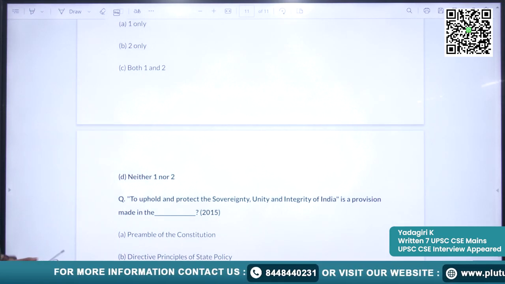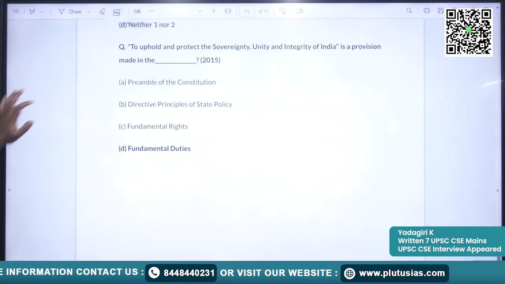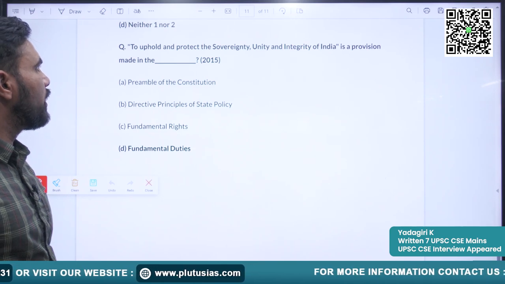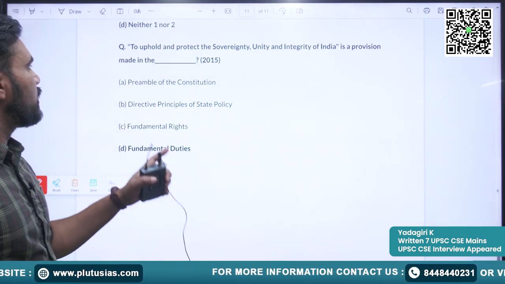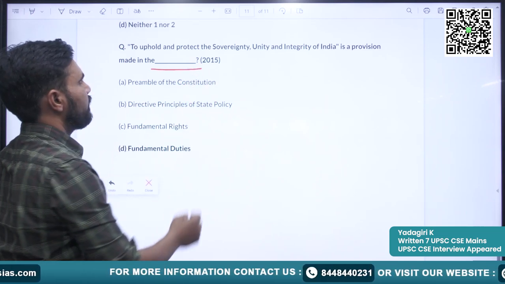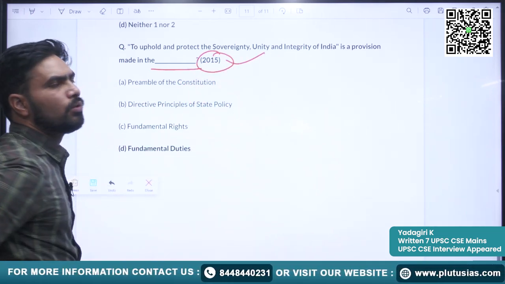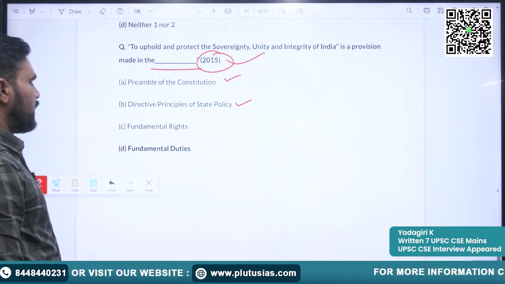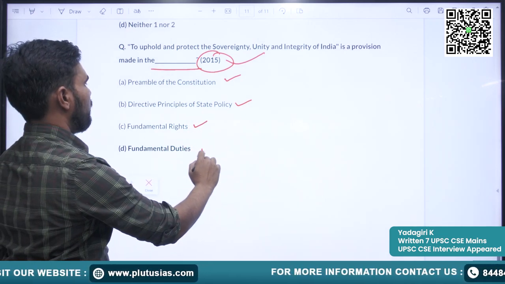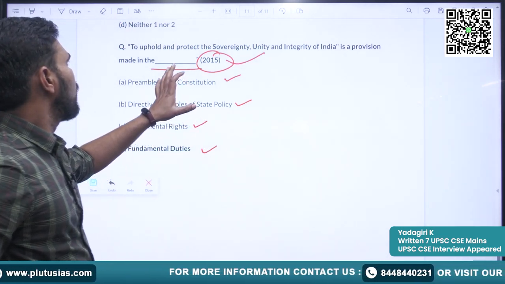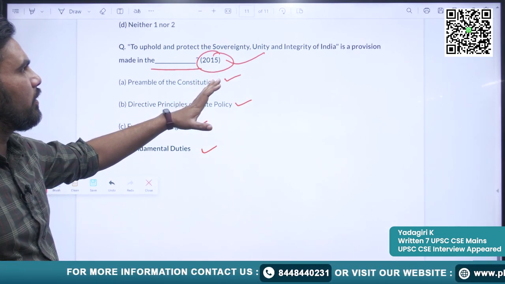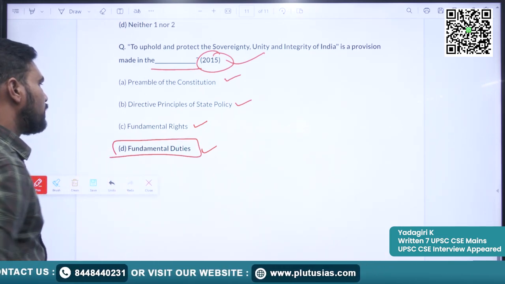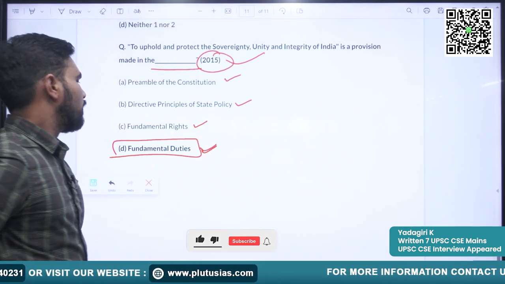All right. The next question is, to uphold and protect the sovereignty, unity and integrity of India, is a provision mentioned in dash part of the Constitution. This question was asked in 2015. The options are preamble of the Constitution, directive principles of state policy, fundamental rights, fundamental duties. This particular phrase is mentioned in the fundamental duties. So the right answer is D, fundamental duties.